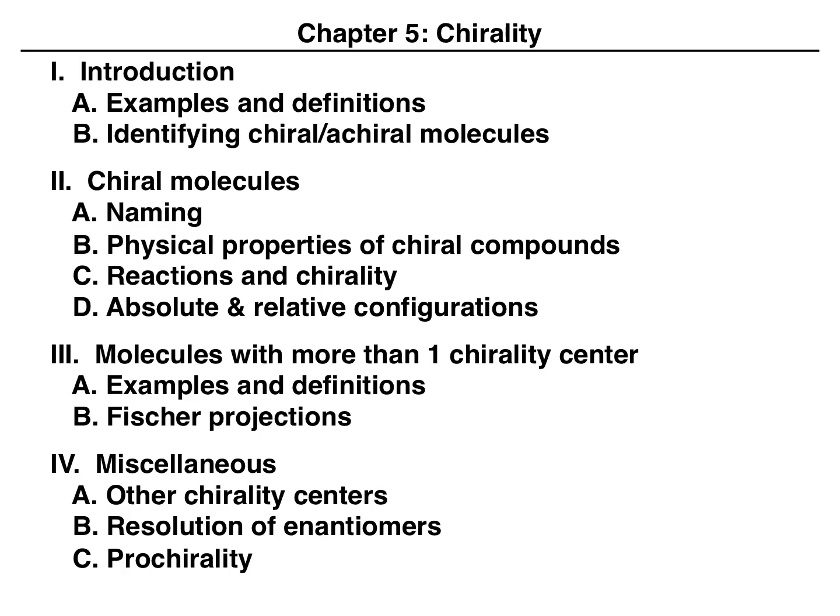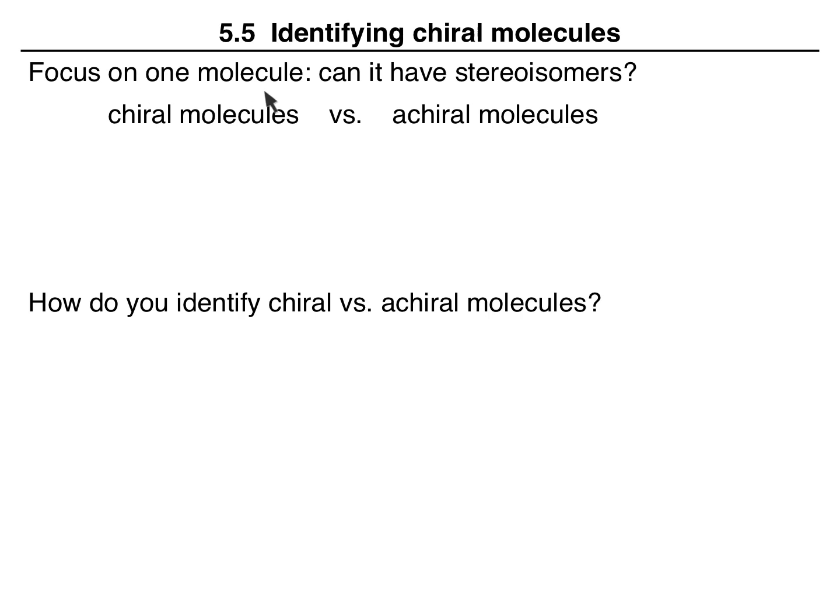In this video, we are continuing with our introduction to chirality, focusing on how to identify molecules that are chiral or achiral. So if we were to focus on a single molecule and we want to determine whether it can have stereoisomers, then we want to be able to distinguish chiral molecules from achiral molecules. So a chiral molecule cannot be superimposed on its mirror image.